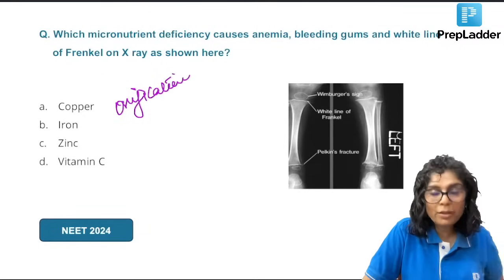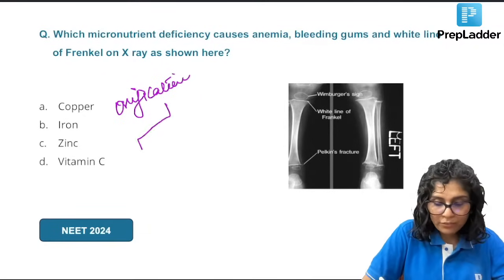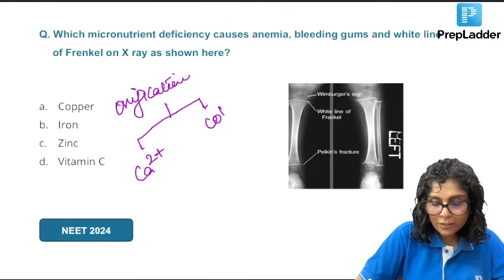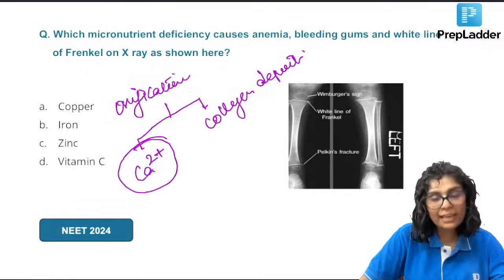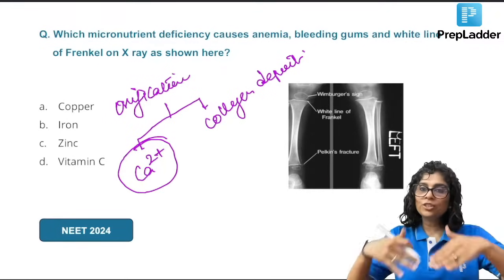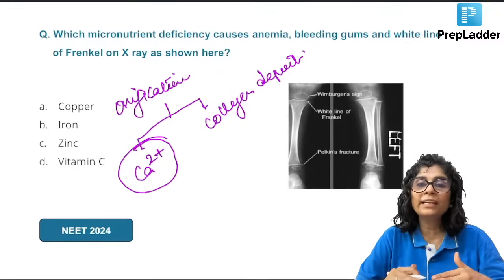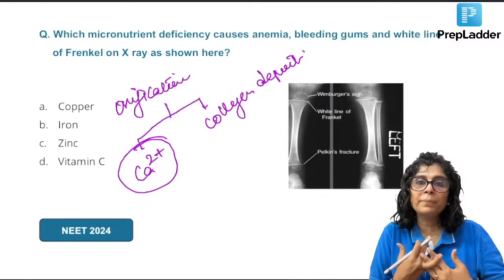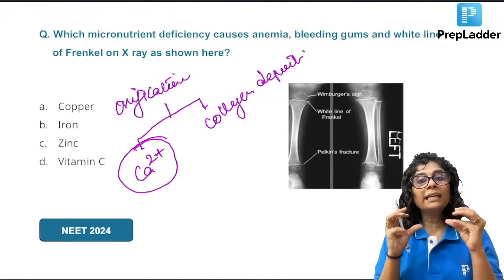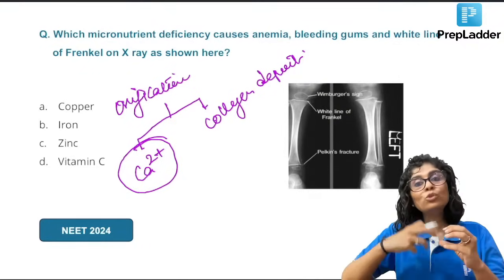Can anybody tell me what is ossification? Ossification involves both calcification as well as collagen deposition. What happens in scurvy? In scurvy, there is no defect in calcium deposition. So, continuously mineralization of the growth plate happens. But what is not happening? Collagen deposition does not happen. That mineralized metaphysis which has failed to ossify.